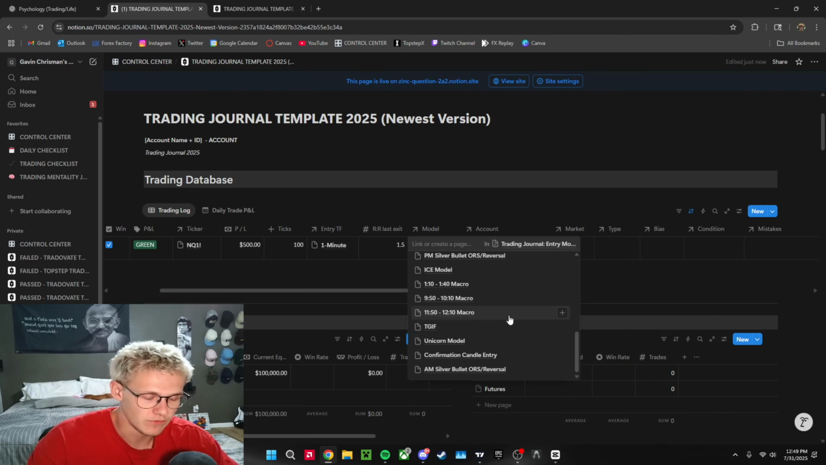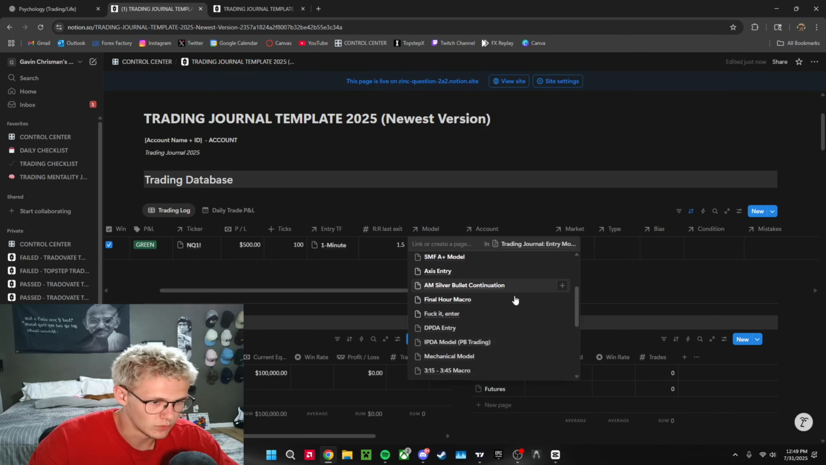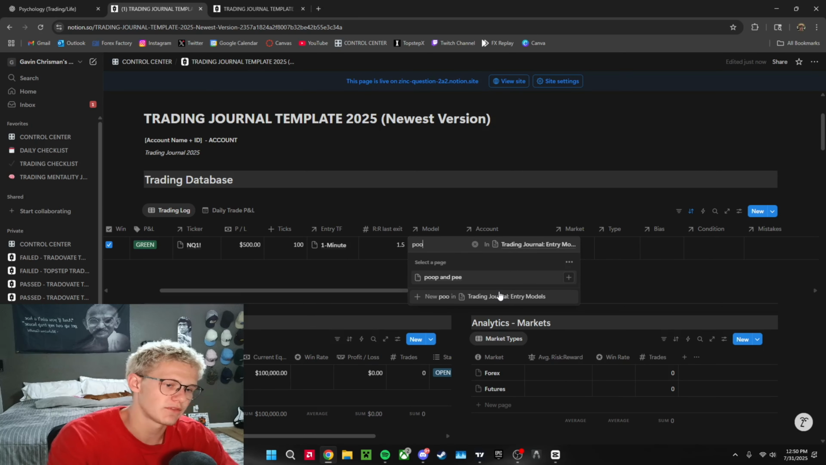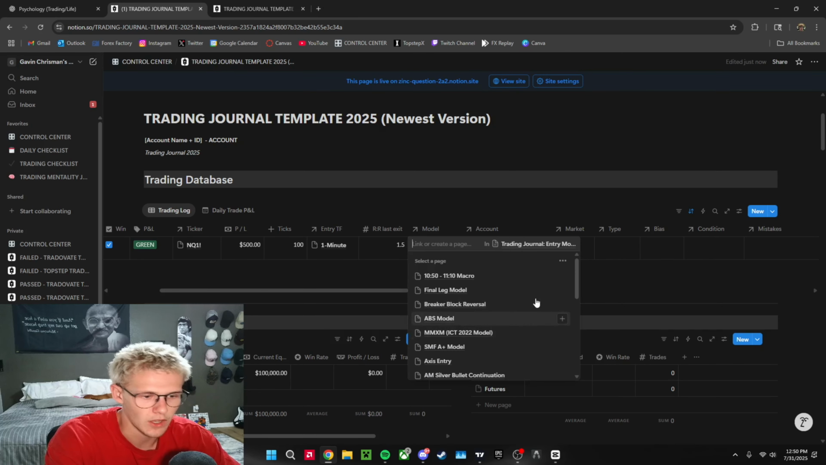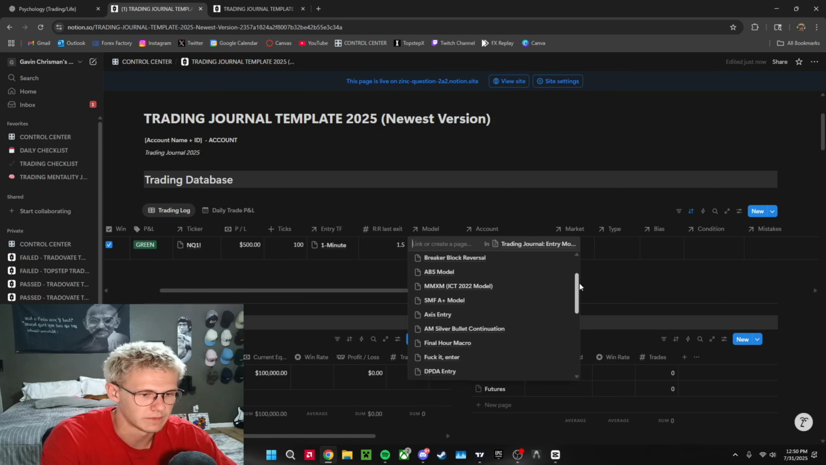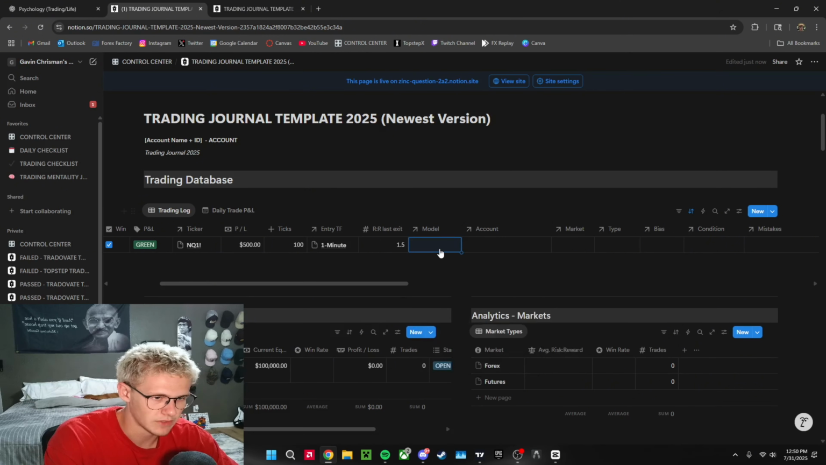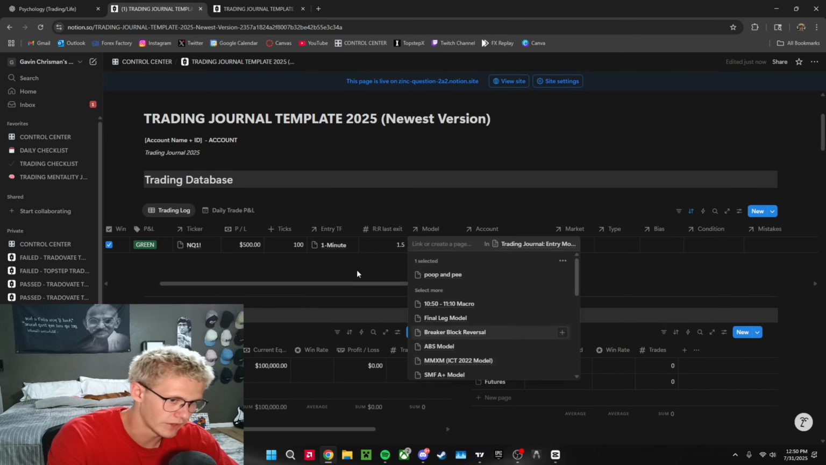But if you add any of your own models, you can scroll down and you will find them in here somewhere. Where is the poop and pee model? If you can't find it whenever you're scrolling, you can always just type it into the top and it will find it automatically. Oh, it's right at the top. I am just blind. So yeah, you'll see in this drop down, if you click on your model, boom, poop and pee model will be right at the top.